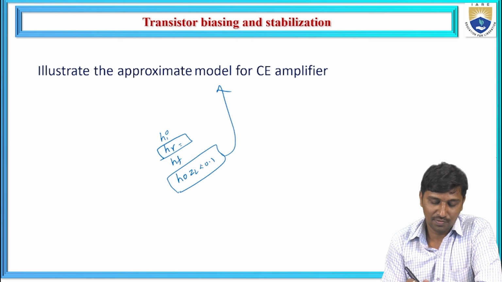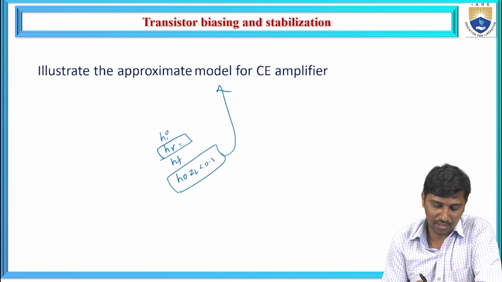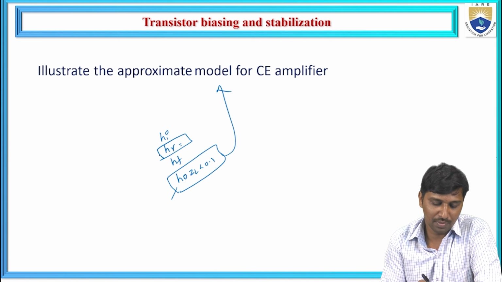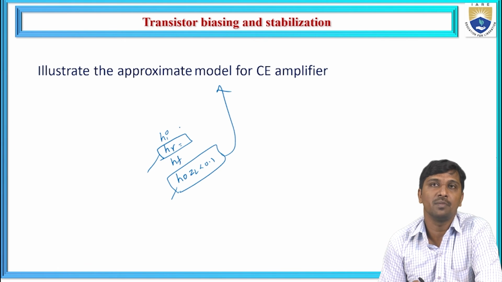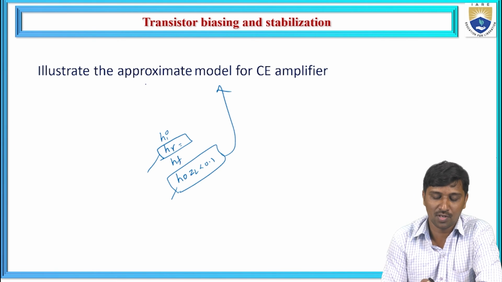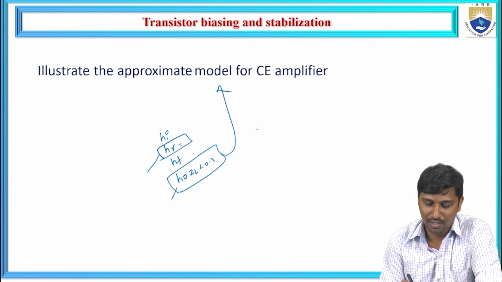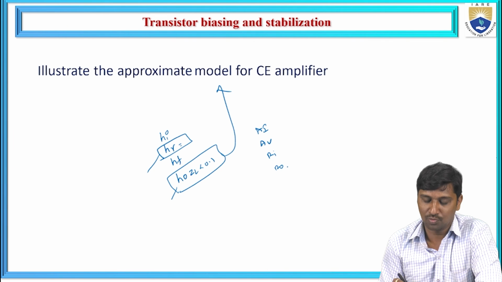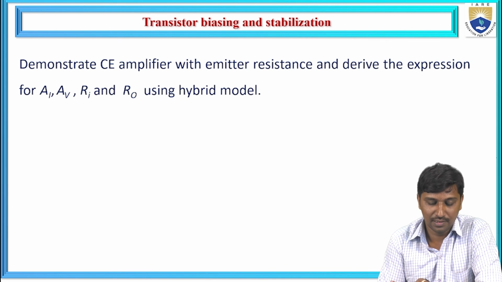For this case, first identify these two parameters. Then, for this approximate model, you neglect the output admittance and the reverse voltage gain, then draw the equivalent circuit for this common emitter amplifier using the approximate small signal model. Then identify the current gain as well as the voltage gain, input impedance and output impedance. So demonstrate the next one.